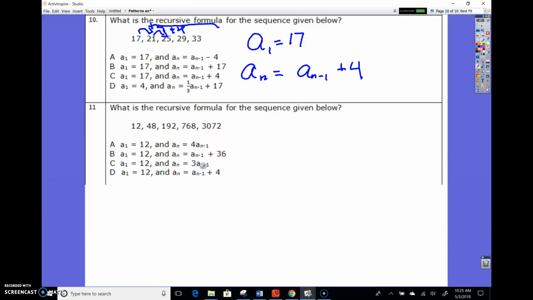Okay, next problem. What is the recursive formula? How do I get from that number to that number? I multiply by 4. My first number is 12, so A1 is equal to 12, then AN is equal to, I start with AN minus 1, right? I'm multiplying by 4 each time, so all I have to do is put times 4 at the front.